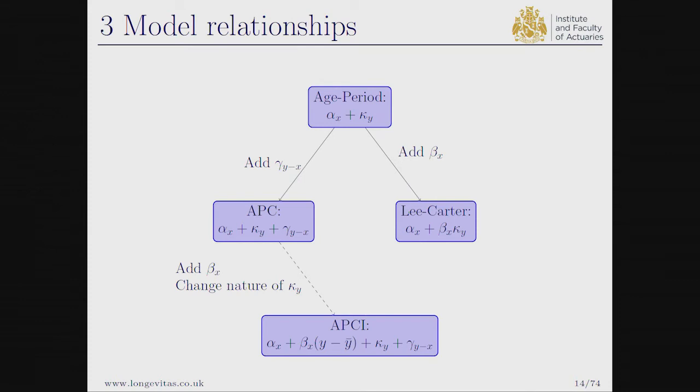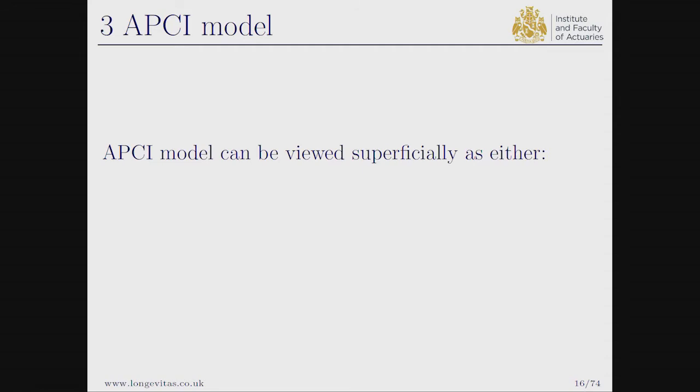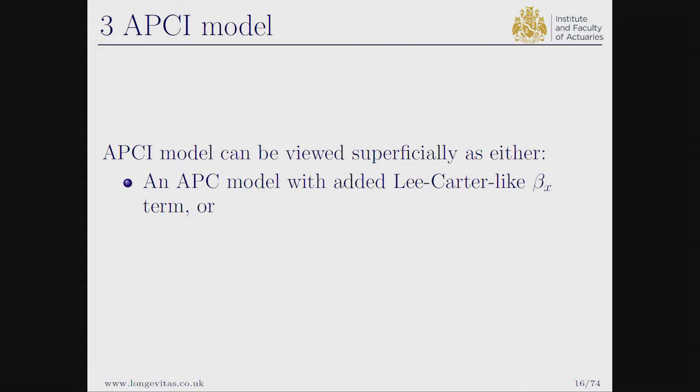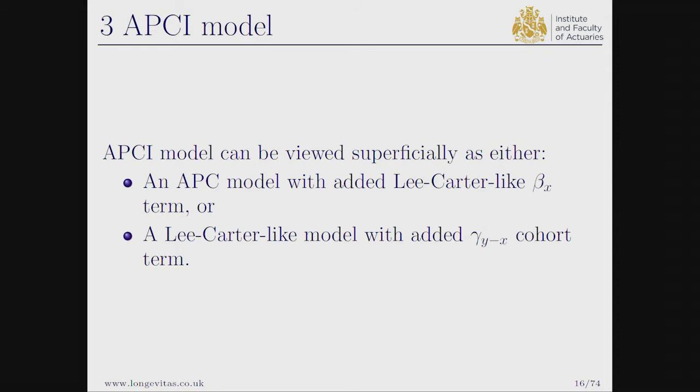Alternatively, if we took the rather famous Lee-Carter model, added a cohort term and then changed the nature of kappa, we could get to the APCI model. So it's not a generalization of these models, but there are some clear parallels and some possible relations between the models. So superficially, we could look at the APCI model as being either an age period cohort model with some Lee-Carter-like beta term that had been added, or we could think of it as a Lee-Carter model with an added cohort effect plus some other wrinkles.